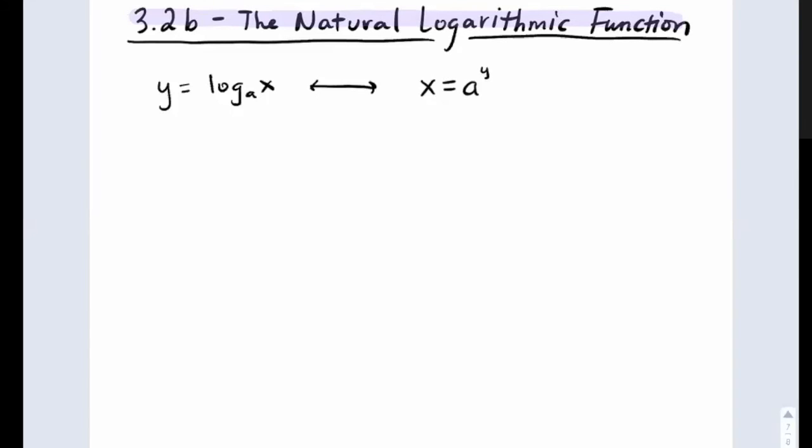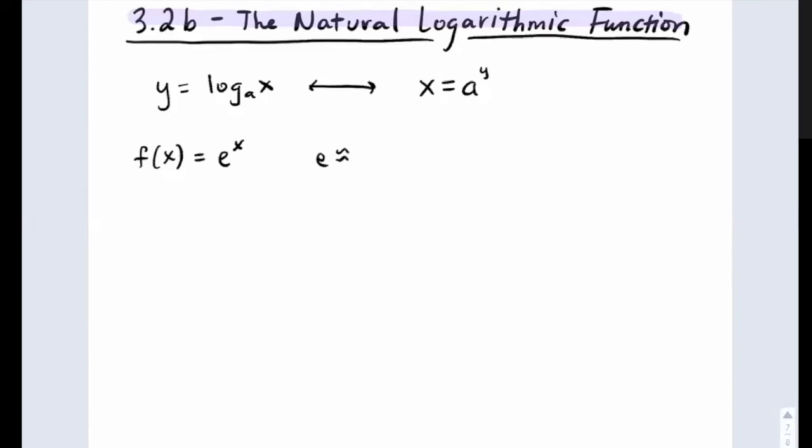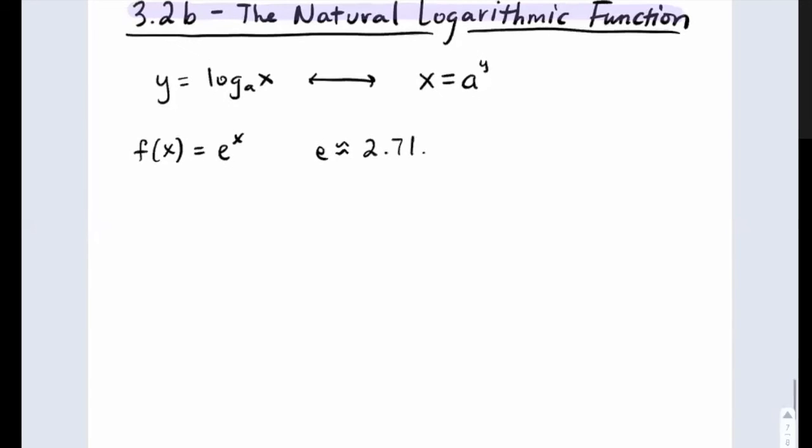But what I want to introduce you to is a very specific type of logarithm, and it's so specific and so famous and used so many times that it has its own name, and that's called the natural log, or the natural logarithmic function. You may remember that when we studied exponentials, we introduced a specific type of exponential, f of x equals e to the x. And e is this number that we found the approximation for was 2.71, and so on and so forth.